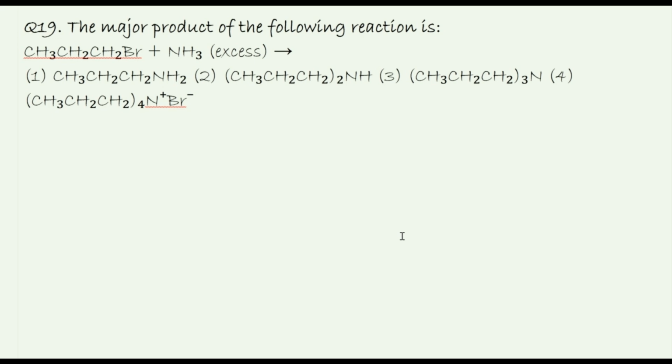Major product of the following reaction: CH3CH2CH2Br with ammonia. So what will that form? When an alkyl halide reacts with excess ammonia, the major product is an amine, right? So what kind of amine? Primary amine. We talked a lot about amines, isn't it?